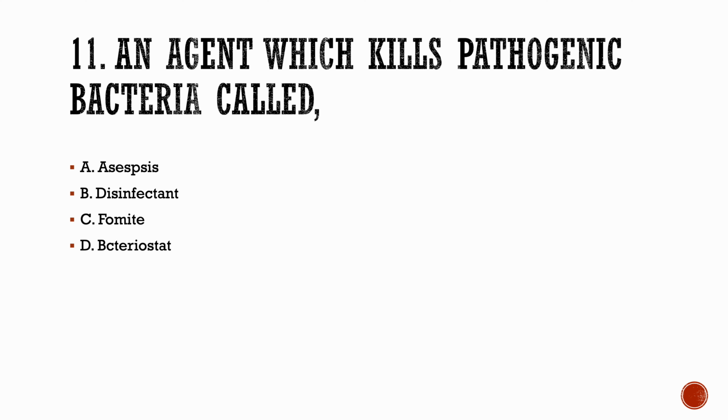11th question is, an agent which kills pathogenic bacteria is called option A, asepsis. Option B, disinfectant. Option C, fomite. Option D, bacteriostat. And the answer is option B, disinfectant.